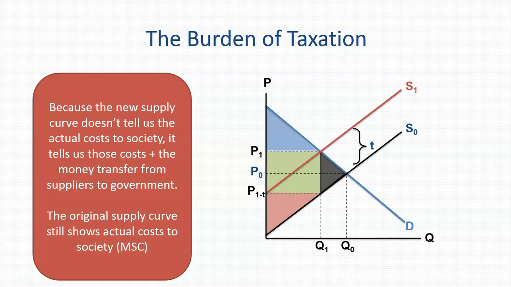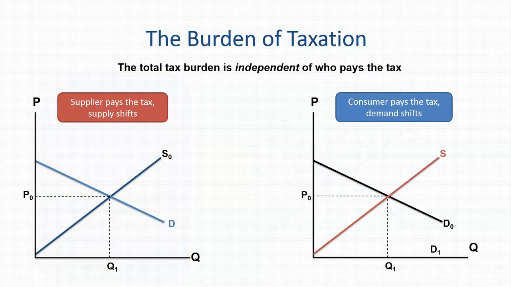Recall that the supply curve tells us the marginal social costs of producing this good. In this case, the new supply curve tells us both those marginal social costs and the tax. So to be sure that we don't double count, we refer to the original supply curve to calculate producer surplus and so on. So those are the basics of how a tax impacts the market.